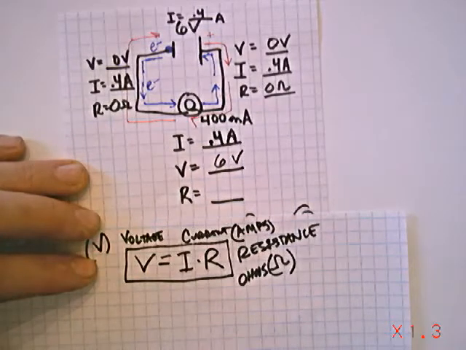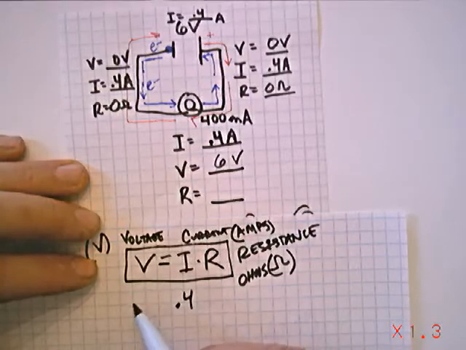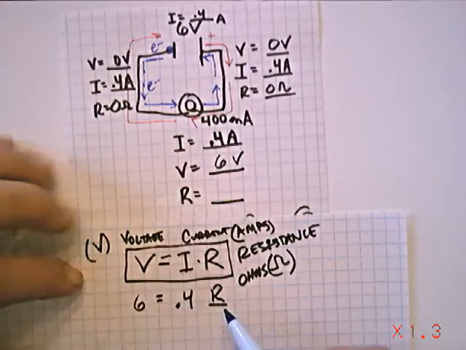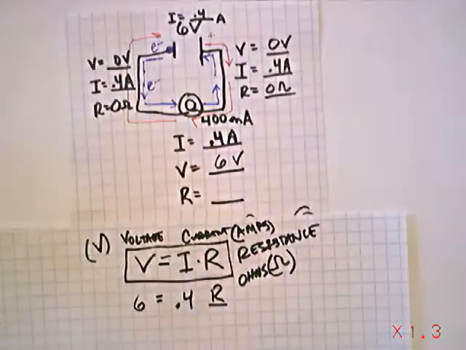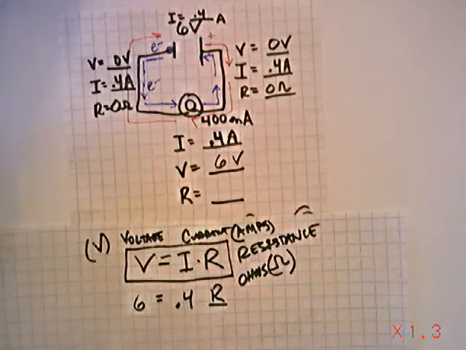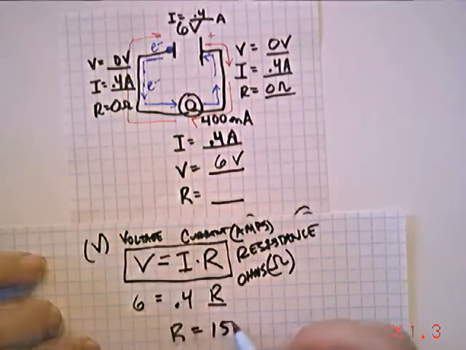Now we can use Ohm's law finally. So I can put in my current here, and I can put in my voltage here, and then I can solve for the resistance. So when I take 6 and divide by 0.4, I get 15. So this light bulb has a resistance of 15 ohms.